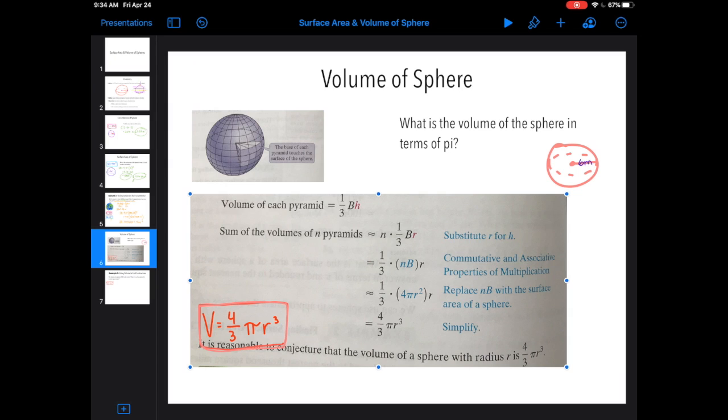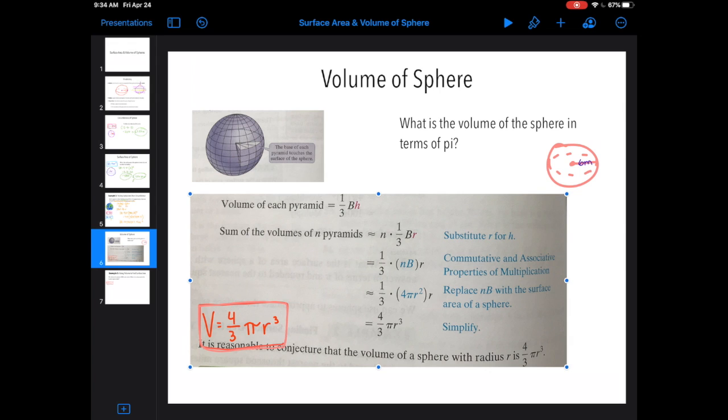We replace that H by R, and then we multiply by the number of pyramids. All right. My next step is to rearrange my problem. I shift that in next to big B. Okay, so my number of pyramids multiplied by the area of the bases of my pyramid. Well, we talked about that a second ago.